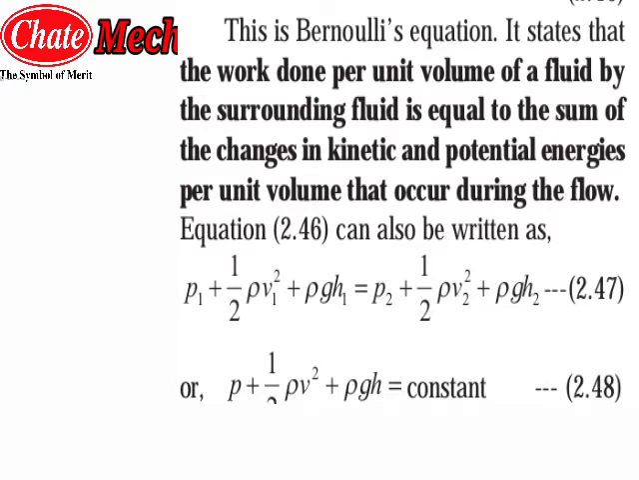Now from the above equation we can write it as P1 plus half rho V1 square plus rho g h1 is equal to P2 plus half rho V2 square plus rho g h2. This equation may also be written as P plus half rho V square plus rho g h is constant. So in these two ways we can write Bernoulli's equation, and we can calculate the terms that are absent in this equation.